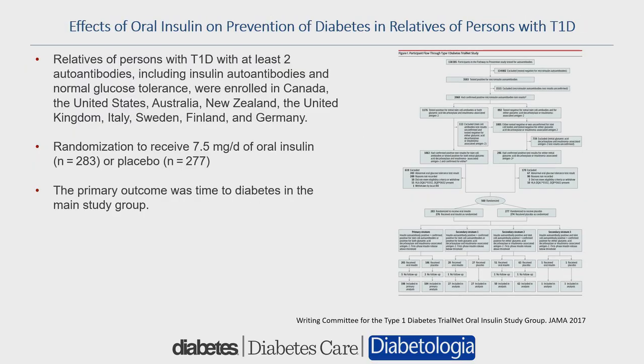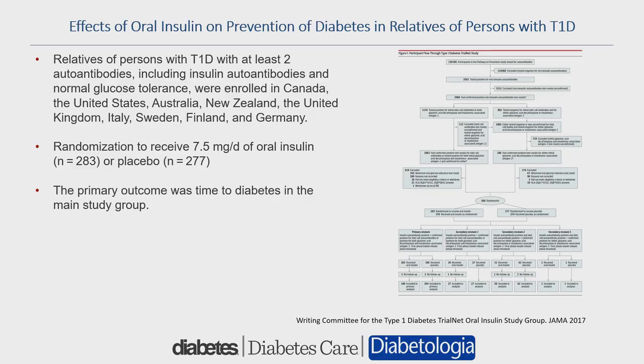Now, we've had an opportunity to observe a similar effect in the oral insulin study that was performed in the TrialNet consortium as well. This trial enrolled relatives of persons with type 1 diabetes who had at least 2 autoantibodies. They had to, by trial inclusion criteria, have an insulin autoantibody, and they had normal glucose tolerance, which is somewhat different than the teplizumab study. Those individuals all had dysglycemia.